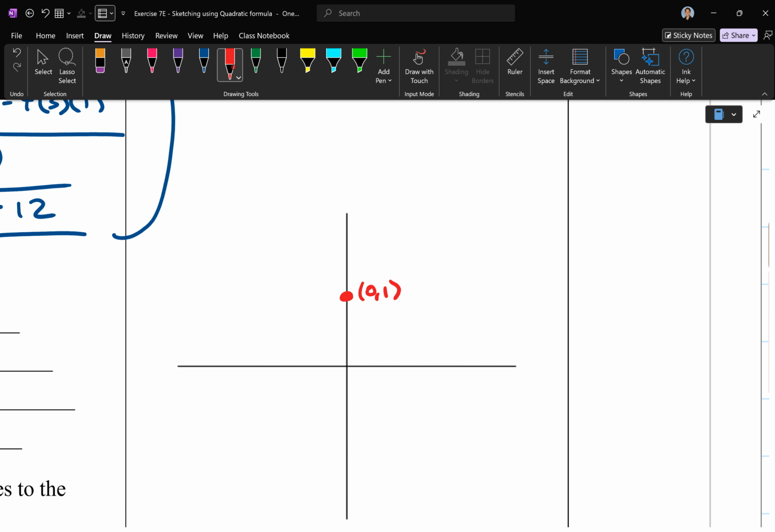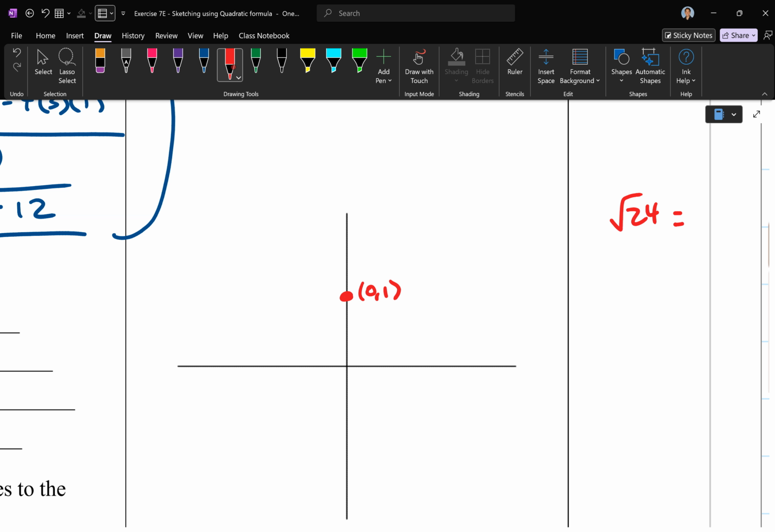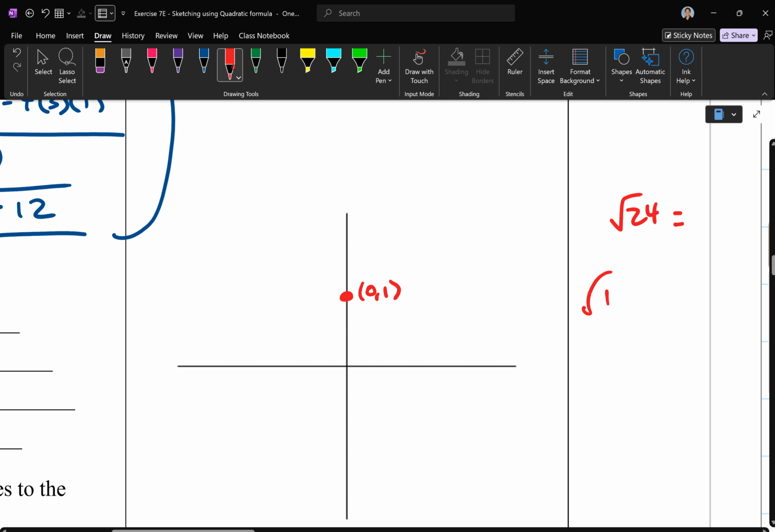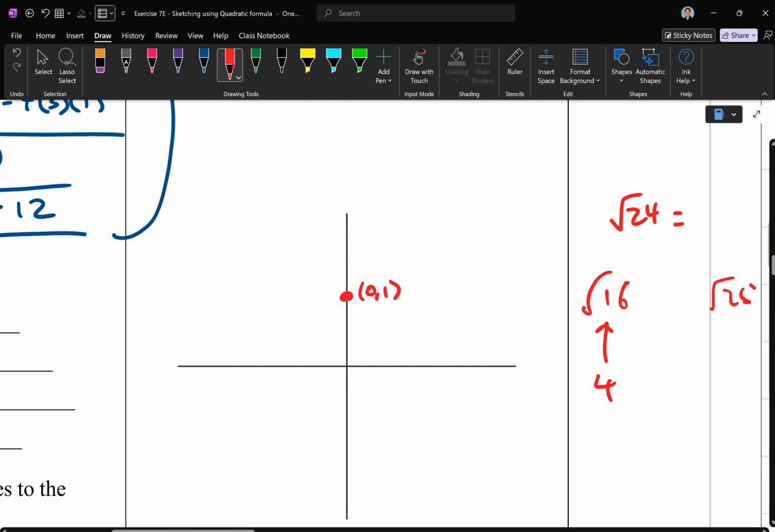Now let's have a think for a moment. I don't know the answer for root 24, but roughly, what should that be? What should root 24 roughly be? Think about it. Root 16 and then root 25. That's very specific, but yes, it's roughly between 4 and 5, right? Because root of 16 is 4 and root of 25 is 5. So clearly root 24 has to be somewhere between 4 and 5.